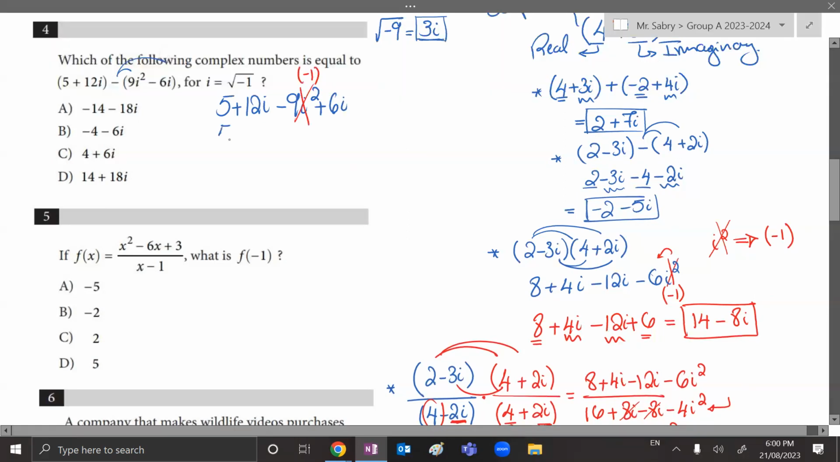Now هيبقى عندي ال 5 plus 12i بعدين بدل negative 9 تبقى positive 9 وبعدين the 6i as it is. Like terms together: 5 and 9 will become 14, 12i and 6i will become 18i. Both are positive, which means D is the correct answer. Any issues?